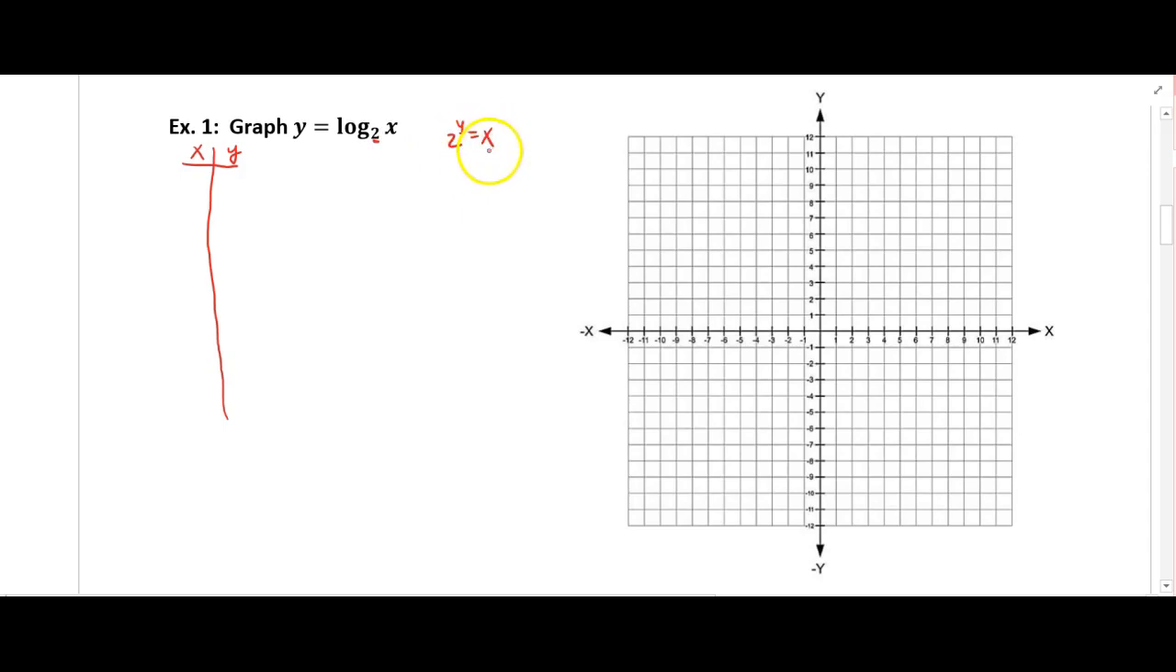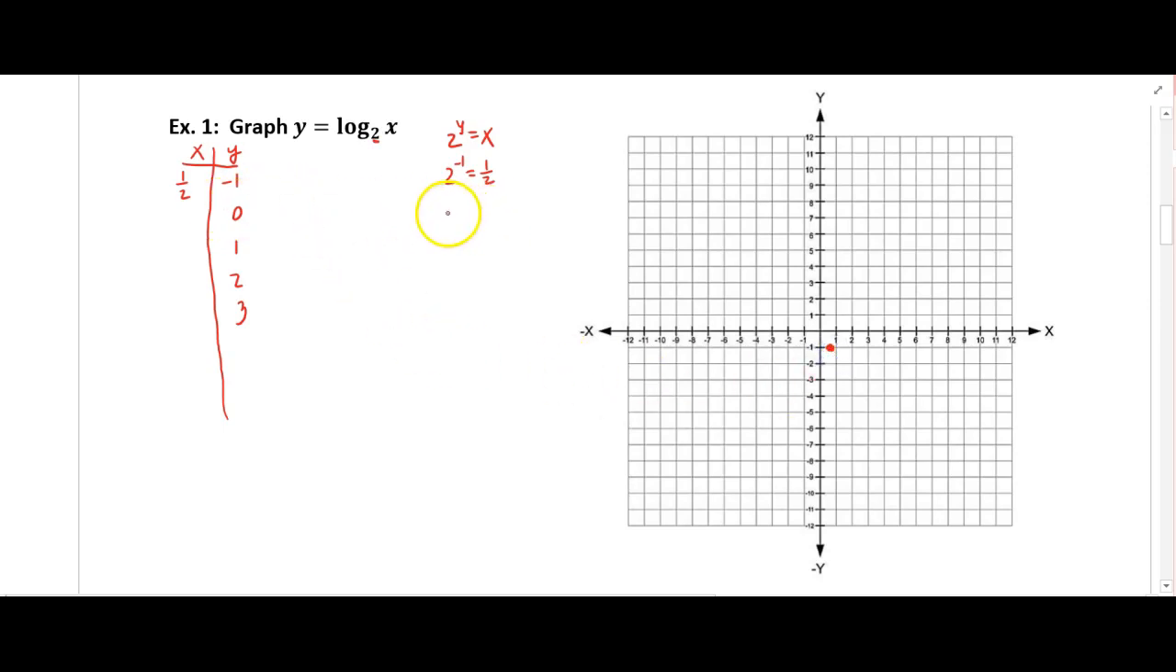Now, back in the day, we used to input x values and get output y values. Well, in this scenario, when we create the table of values, it's easier to input the y values and find the x values. So if I pick y values of negative 1, 0, 1, 2, and even 3, what is 2 to the negative 1 going to give me? It's going to give me 1/2. So when I graph this, (1/2, -1), we're right about here.